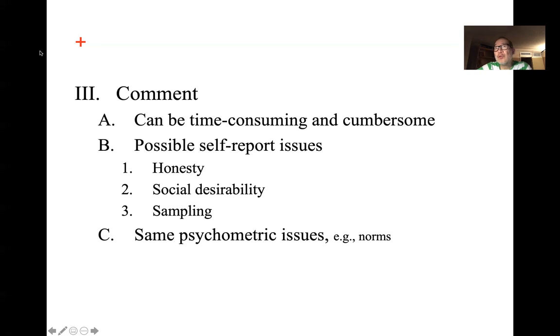In terms of social desirability, right? Is a client giving the clinician data to make the clinician feel better about herself or himself? Making the therapist feel like, oh yeah, I'm getting better, so I'll just say that I'm getting less depressed, right? So you want to look out for that too. That can be an issue.